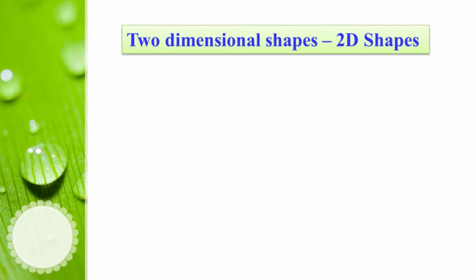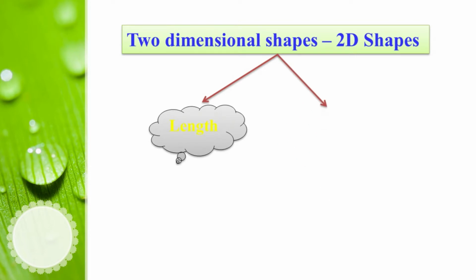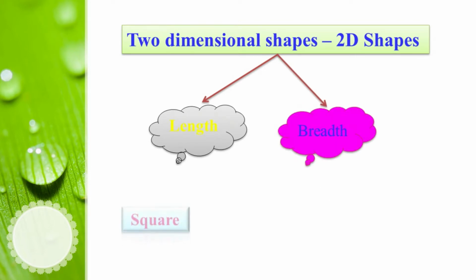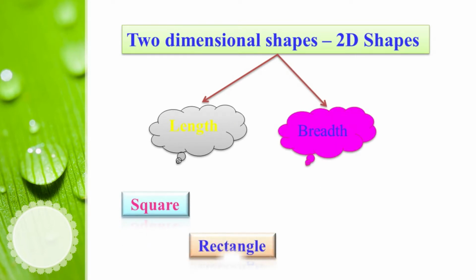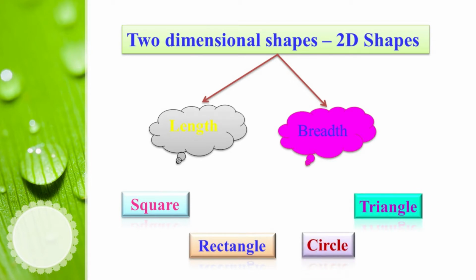Two-dimensional shapes, we call them 2D shapes. 2D shapes have only length and breadth. For example, square, rectangle, triangle, and circle. These are some of the examples.